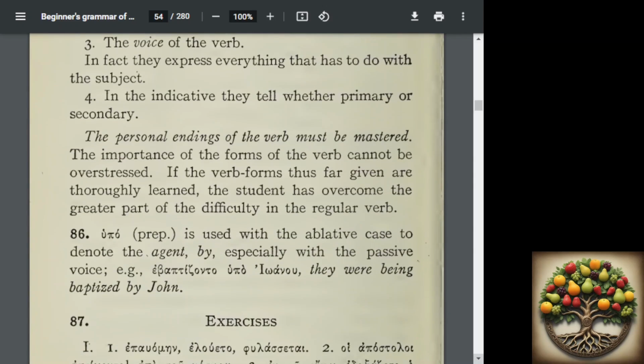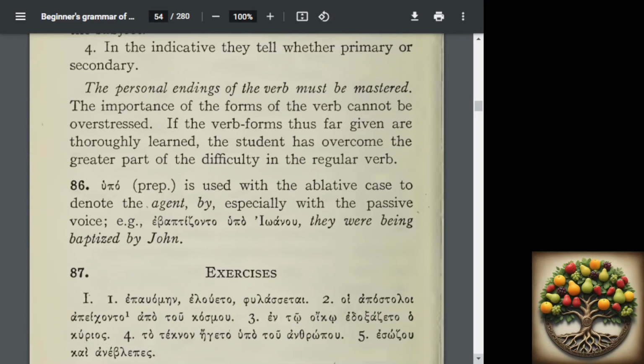Here's where we want to hammer in that we have to master these endings. If you can do that, you will be able to get through most of the verb forms in the New Testament. These are for regular verbs. You're going to come across some irregular verbs later, but for the regular verb, this is the majority of the stuff that we're going to need to know.